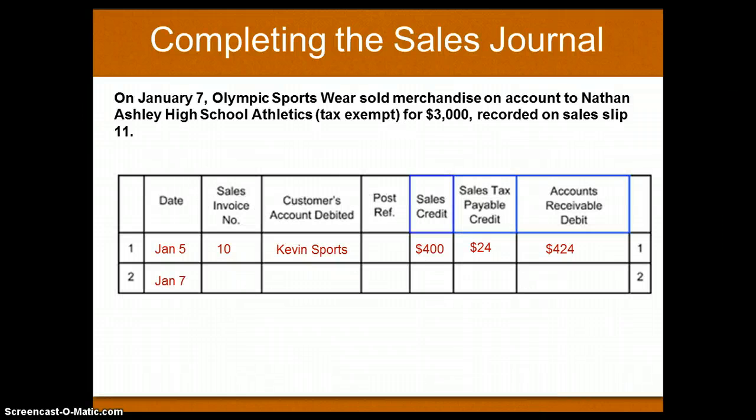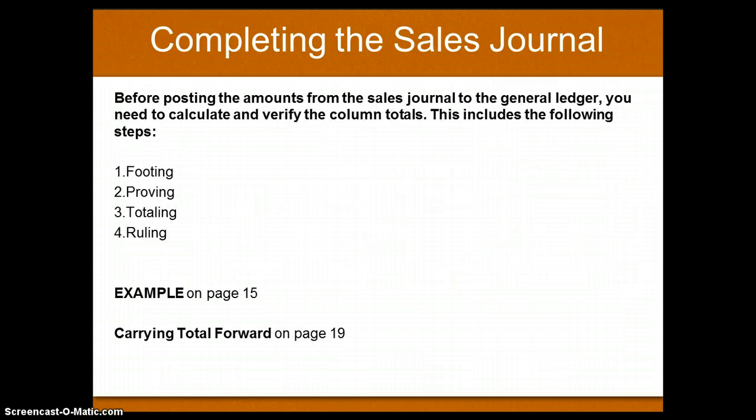So we're copying this into our sales journal. On January 7th, on invoice 11, we sold to Nathan Ashley High School Athletics. This is a credit in our sales account, $3,000, and we won't put anything into our tax payable because they're tax exempt, and we will debit their account for $3,000. Okay, so that's just 2 simple transactions that we are copying down into our sales journal.